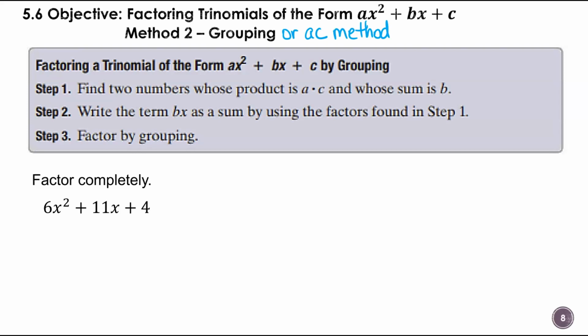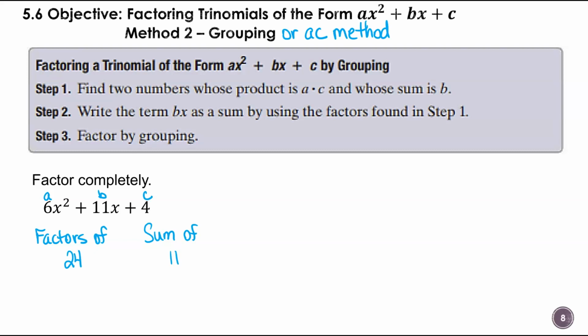Okay, so here's what we do. We multiply the A times the C, right? So we're going to find factors of A times C, which would be 24. And then we need a sum of, my middle term is the B, right? So I need a sum of 11. So you guys, we've already kind of talked about this sum, right?